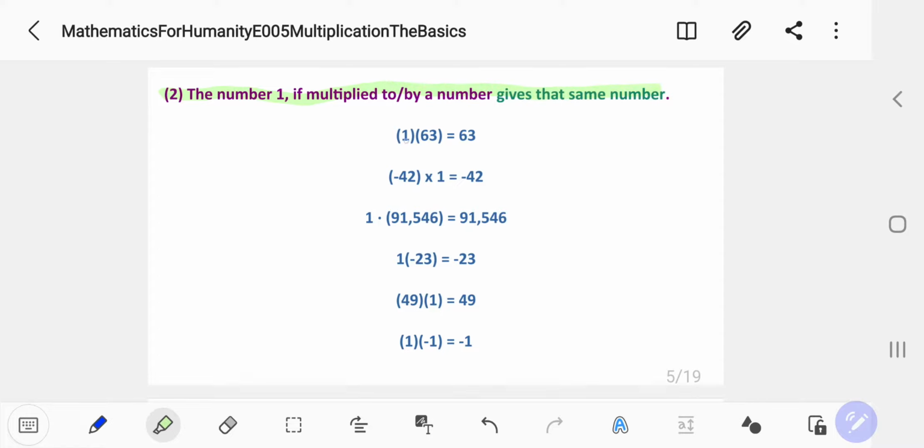So if you multiply negative 42 by 1, that's negative 42. And then 1 times 91,546 still gives the same number. And 1 times negative 23 is negative 23. And then 49 times 1 is also 49. And 1 times negative 1 is negative 1. You can see from here that all the numbers multiplied by 1 are just the same number that results in the multiplication.